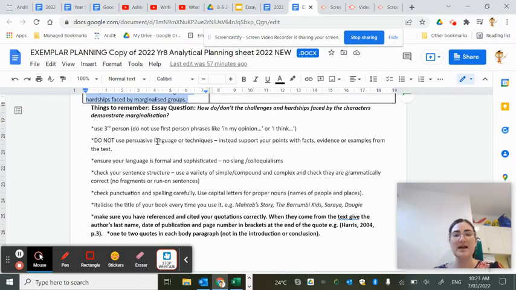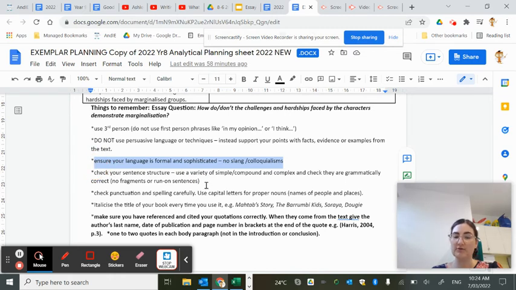Now, remember that an essay is in third person. There are no phrases like in my opinion or I think. There is no first person. So no I, me, my, we, our. Okay, only third. Don't use persuasive language. Okay, it's not a persuasive essay, it's analytical. Analytical means that you are looking at the evidence and you are analyzing it. You're pulling it apart. You're explaining what it means here and what it tells you and how it backs up your points. Make sure your language is formal and sophisticated.